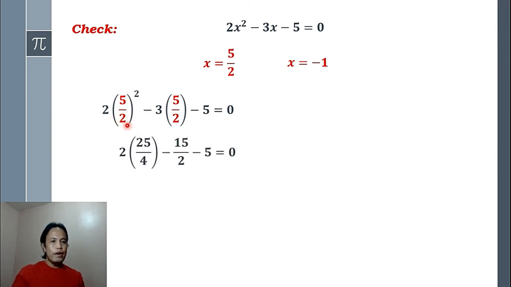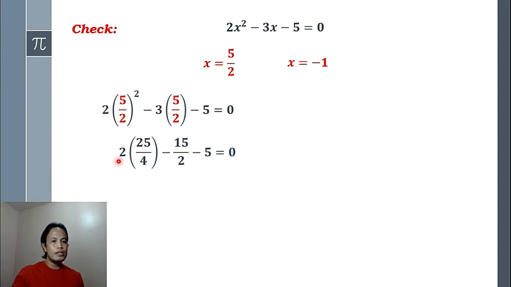The square of 5 over 2, that means 5 squared is 25, 2 squared is 4. Then we multiply negative 3, we assume denominator 1. So 3 times 5 is 15, then over 2. That is the assumed denominator 1 of 3. 1 times 2 is 2. Then we copy minus 5 equals 0.